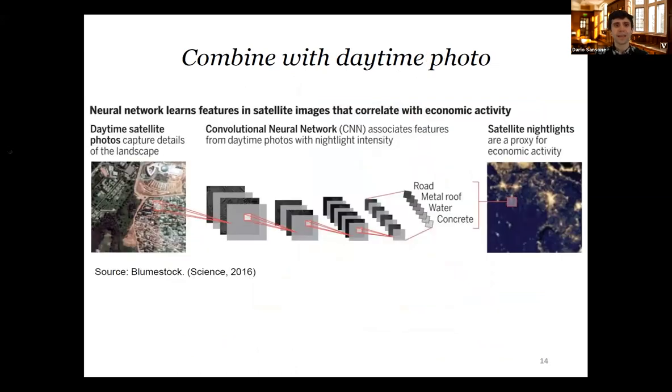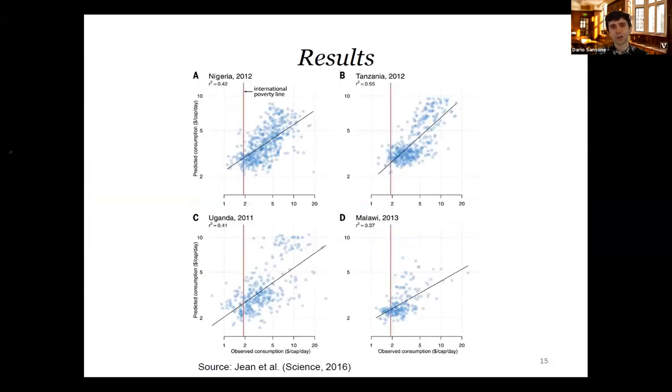So what the authors did is to combine daylight pictures with night light data. And so try to understand using machine learning which features from certain pictures taken during the day are most predictive of economic activity as proxied by satellite night light data. And then once they have calibrated this model, they combine this information with survey data whenever available in order to predict consumption or wealth in different African countries.